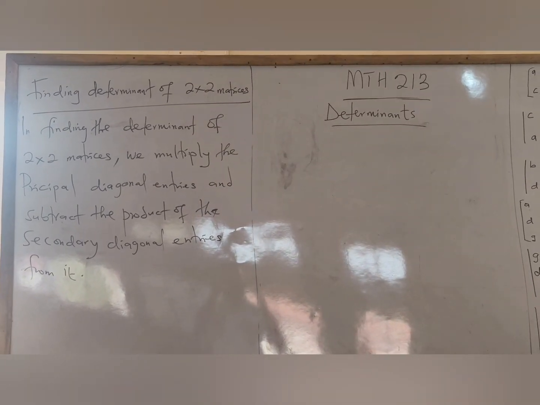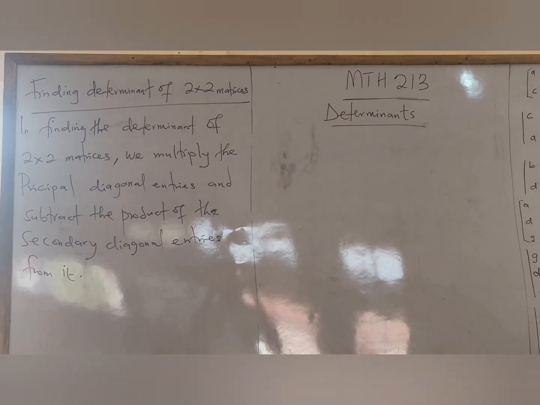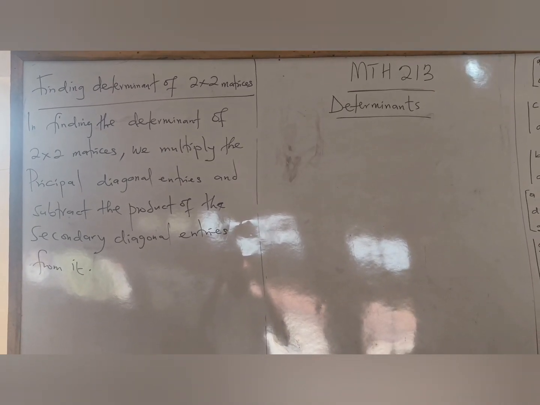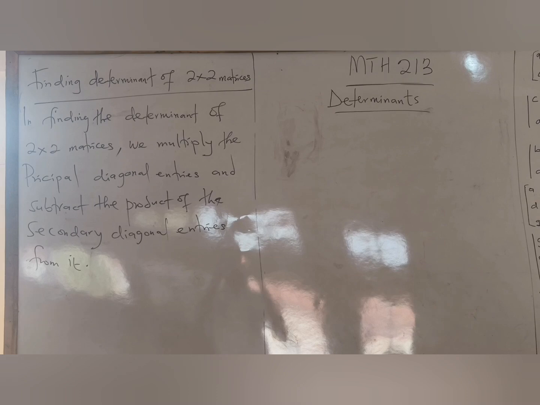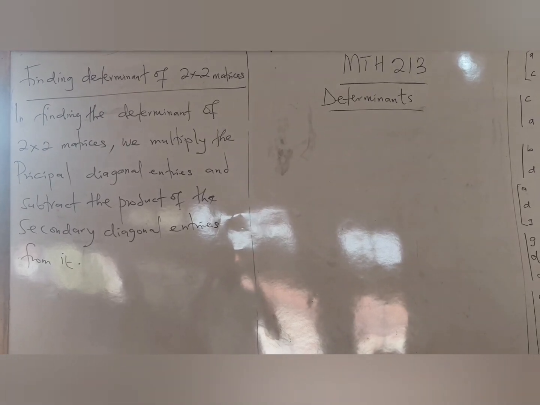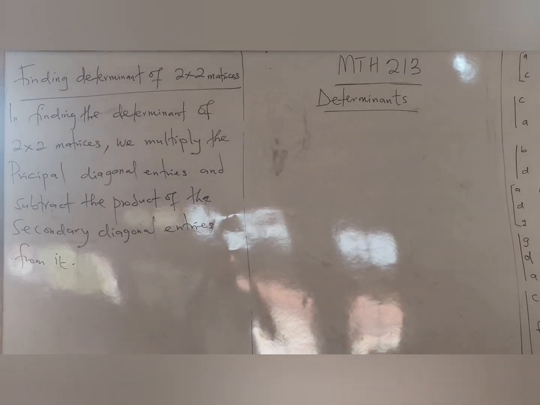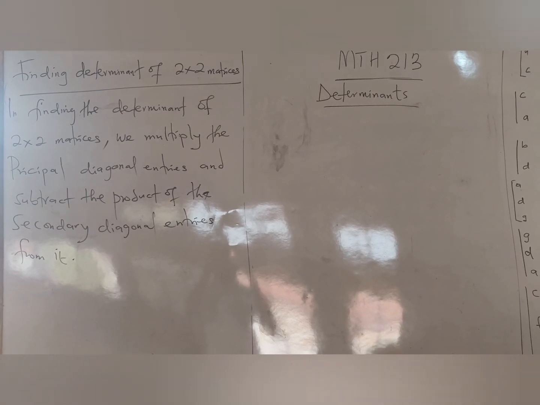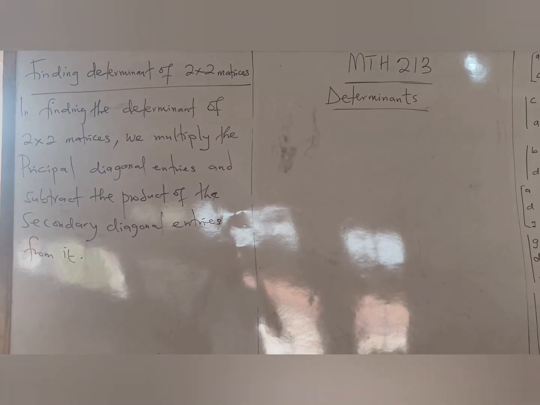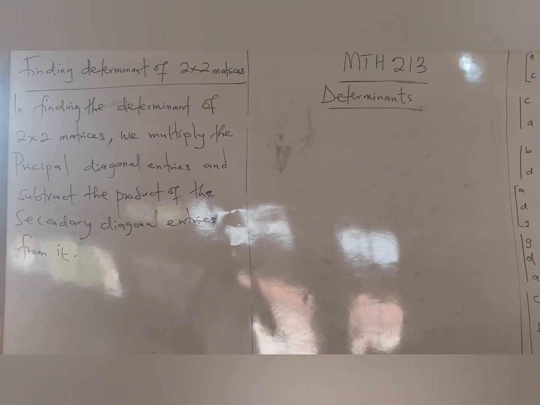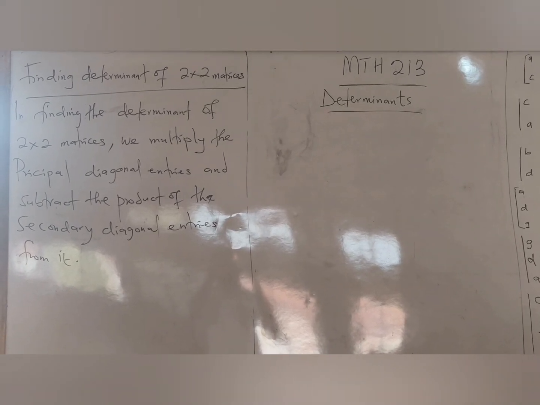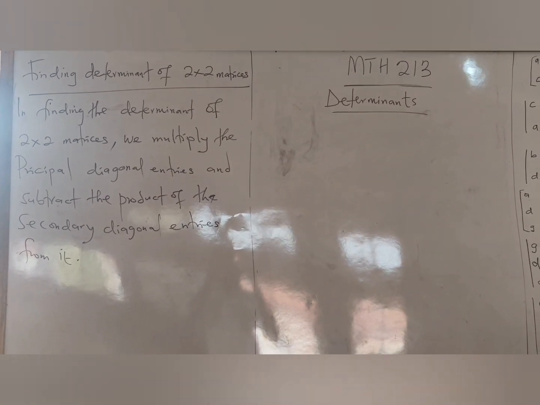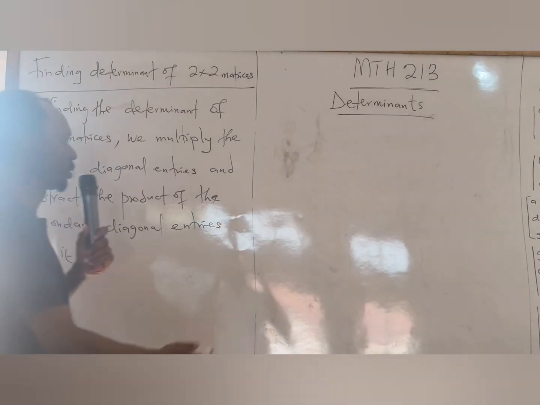In finding the determinant of 2x2 matrices, we multiply the principal diagonal entries. Principal diagonal entries is top left to down right. The secondary is top right to down left. We'll illustrate it. Are you all here? Yes. So this is what we are talking about.